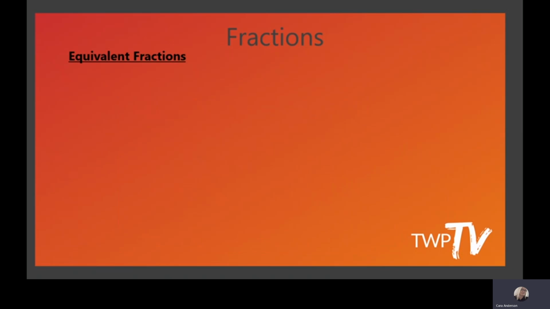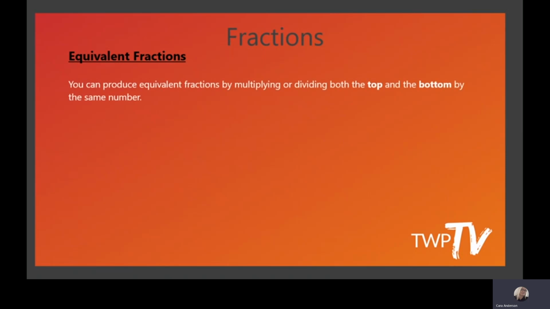Okay. And again, hopefully you've now got even more of an understanding of fractions and how they work, and how the different parts are really important as to how many you have and how many are left. So now we're going to look at equivalent fractions. You can produce equivalent fractions by multiplying and dividing both the top and the bottom by the same number. So basically, whatever you do to the top, you must do to the bottom.